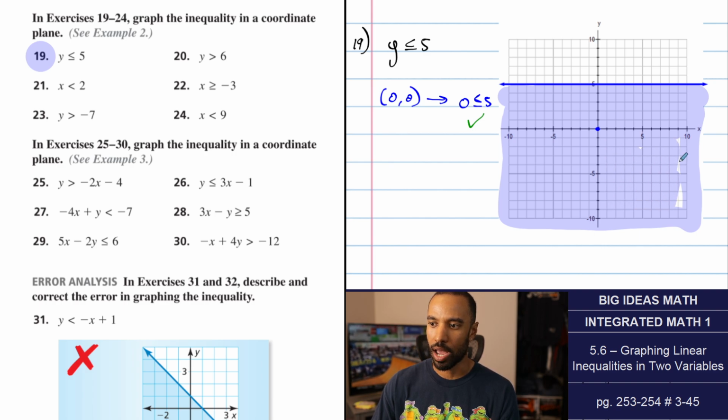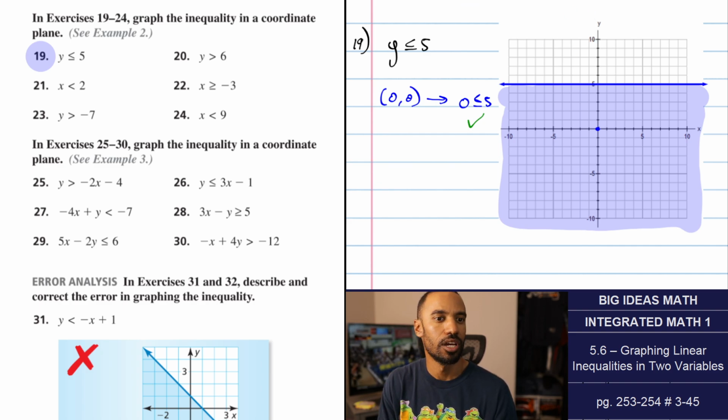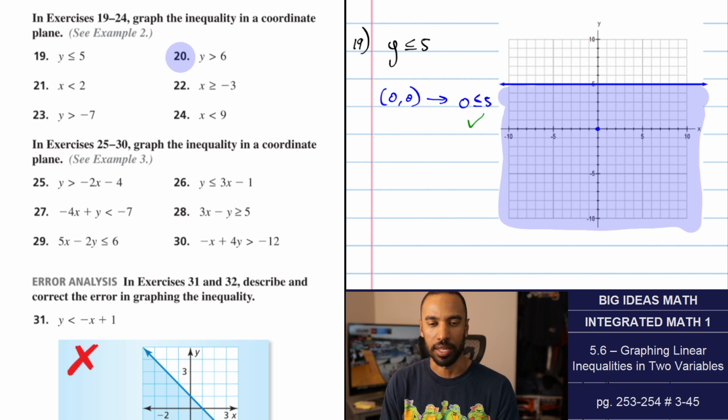Now, later I'm going to try and start making sense of how these things work when it comes to shading above versus below, things like that. It's not always above and below, though, because we'll have some where we compare x's. But that one's good. All right, there's number 19. Let's go to number 20.